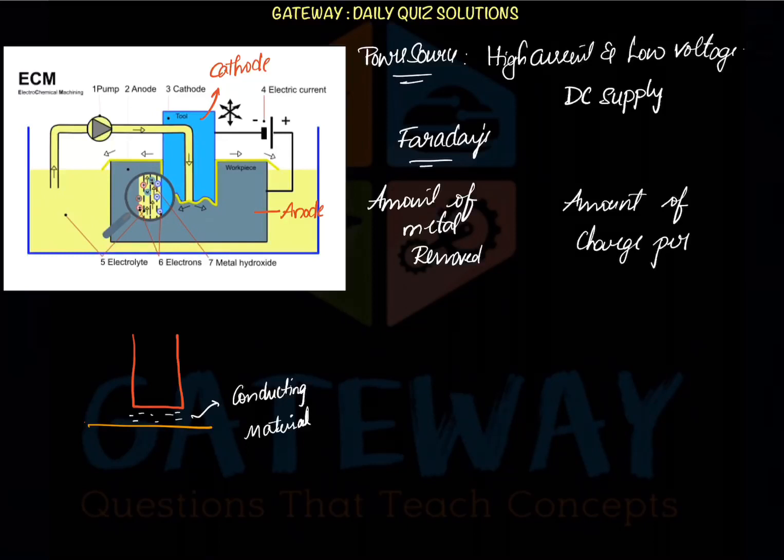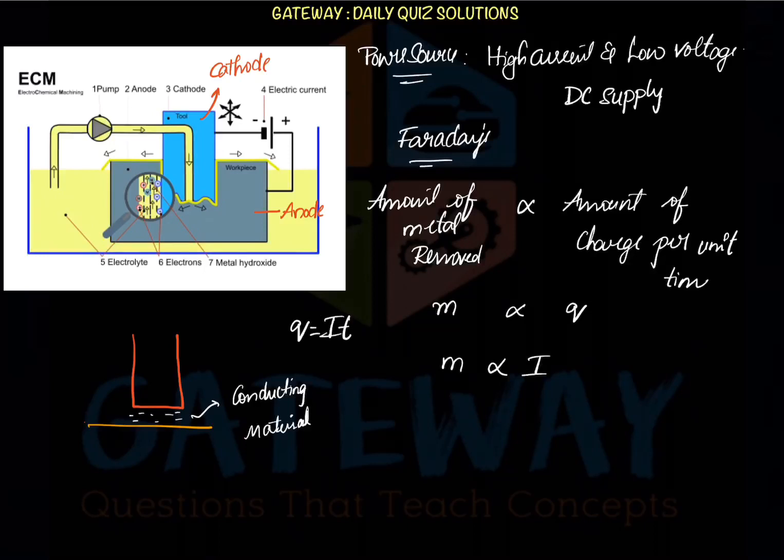The amount of charge flowed through the conducting material per unit time is directly proportional to the amount of material removed on the workpiece, right? The amount of metal removed is nothing but mass, and the charge flowed is Q, where Q is equal to I into T. So the mass is directly proportional to I into T, and removing the proportionality, it will be M is equal to Z into IT.